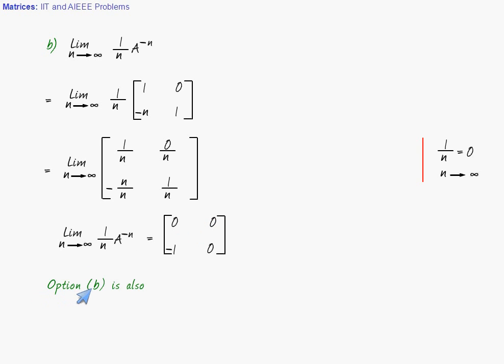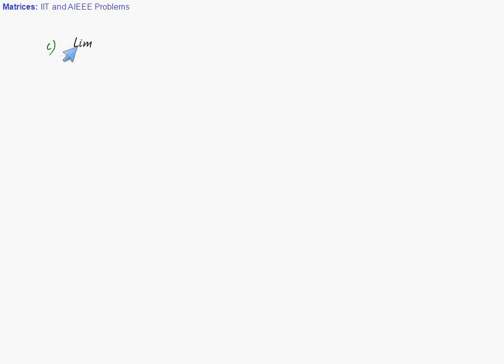is also correct. Now let me check the third option. The third option says limit n tends to infinity of 1 by n square times A raised to the power minus n. Now let me check that part also. This will be limit n tends to infinity of 1 by n square times the matrix 1, 0, minus n, 1. This 1 by n square will get multiplied. This will be 1 by n square, 0 only, minus n by n square which gives minus 1 by n, and 1 by n square.